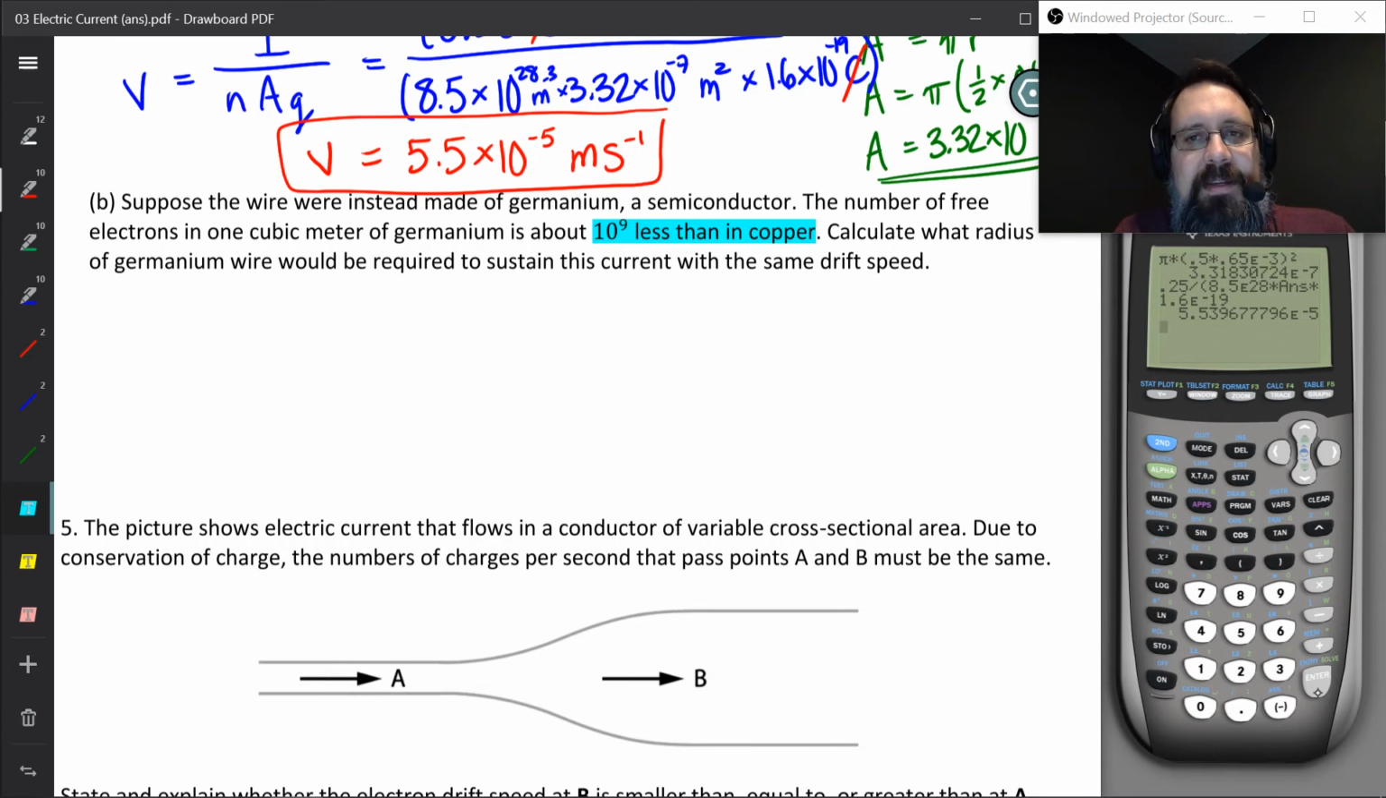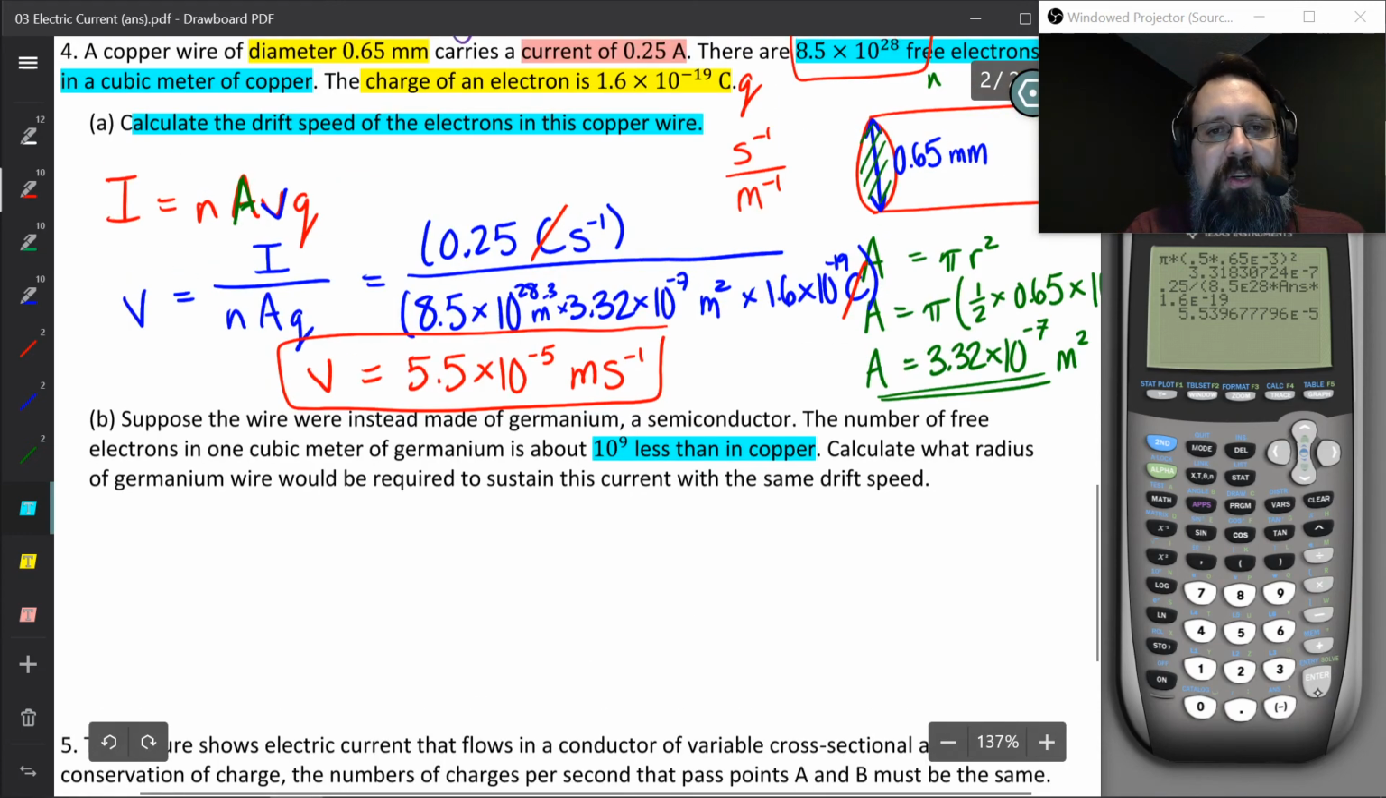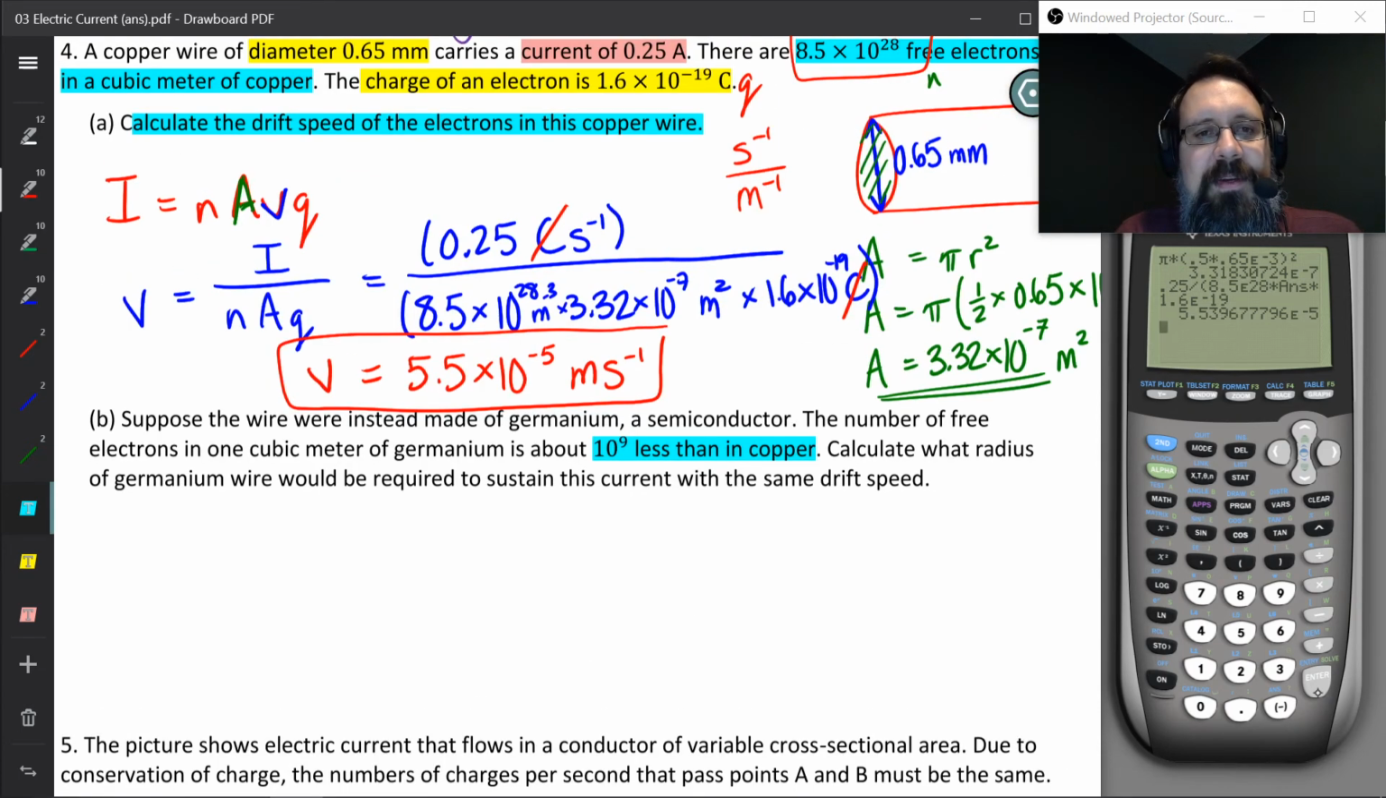Calculate what radius of germanium wire would be required to sustain this current with the same drift speed. So if we wanted to push 0.25 amps through germanium wire with the electrons moving at the same speed as they do in copper, then what radius would we need of wire?